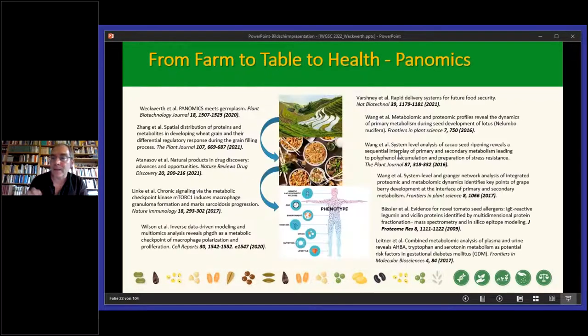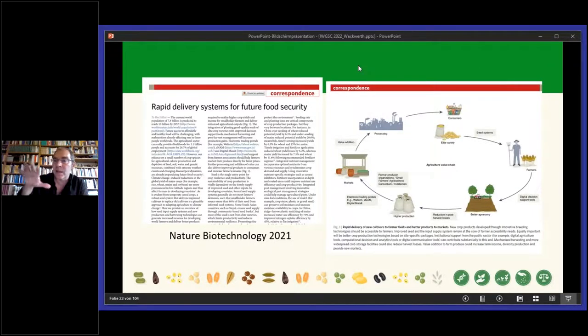And we have also applied this to an overall scheme from farm to table to health. And indeed, we are also investigating nutritional aspects from germplasm collections, and also, for instance, treatment with natural products and effects on diabetes, the immune system, or cancer. And we use the same framework for this. And this is all embedded in a large international effort, also with colleagues from many countries in the world. And we recently proposed also rapid delivery systems for future food security in this context.